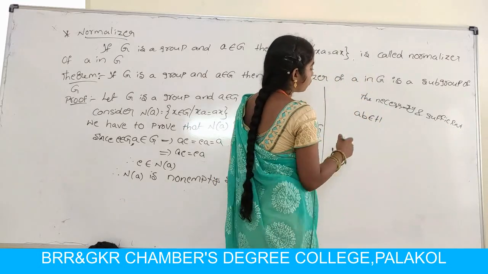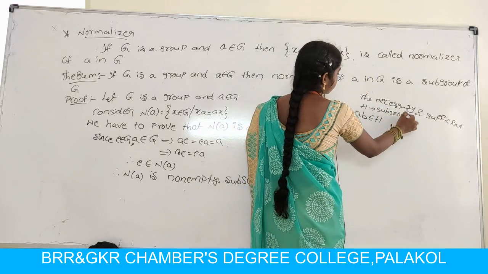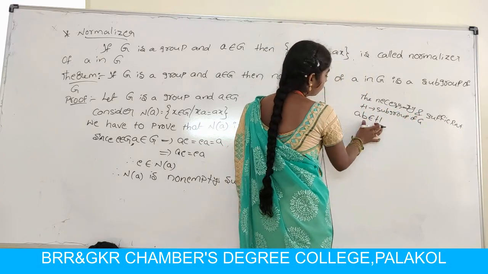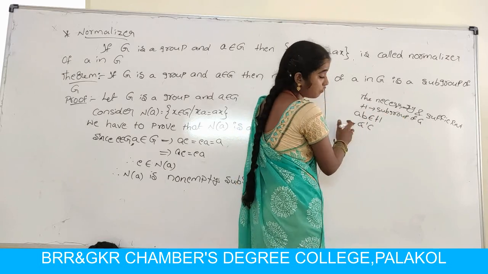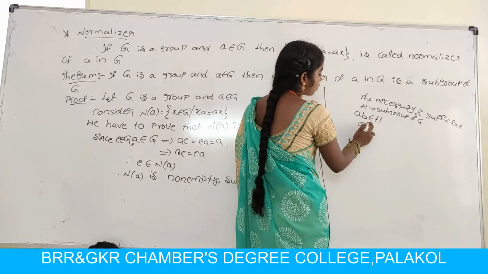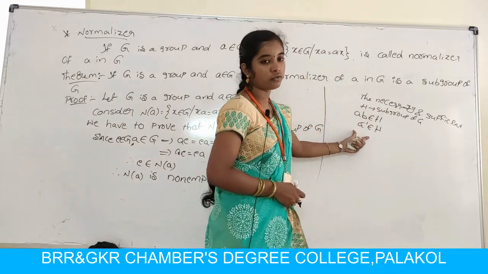So H is a subgroup of Z if and only if AB belongs to H. The second property: A inverse belongs to H. So H is a subgroup of Z.